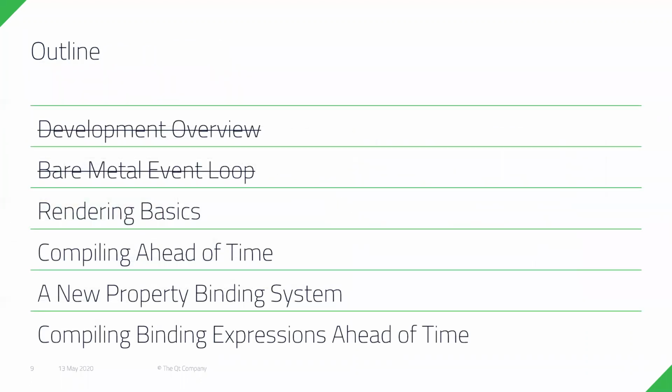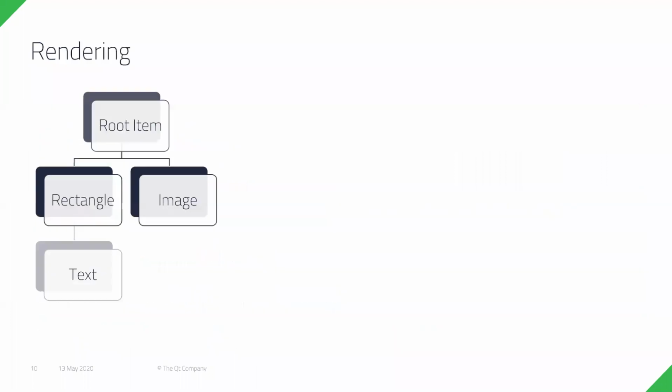So let's take a look at the last step of the event loop, that is the painting. Let's briefly go over how we render things onto the screen. Imagine a scene of QML items. Let's assume there's a root item. Let's assume that the root item has a rectangle, and inside the rectangle there's some text. Maybe there's an image somewhere. Maybe the rectangle looks like a button or something.